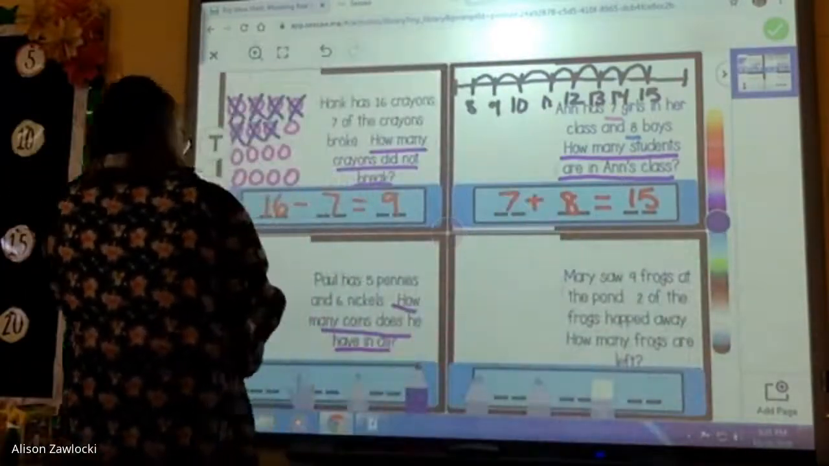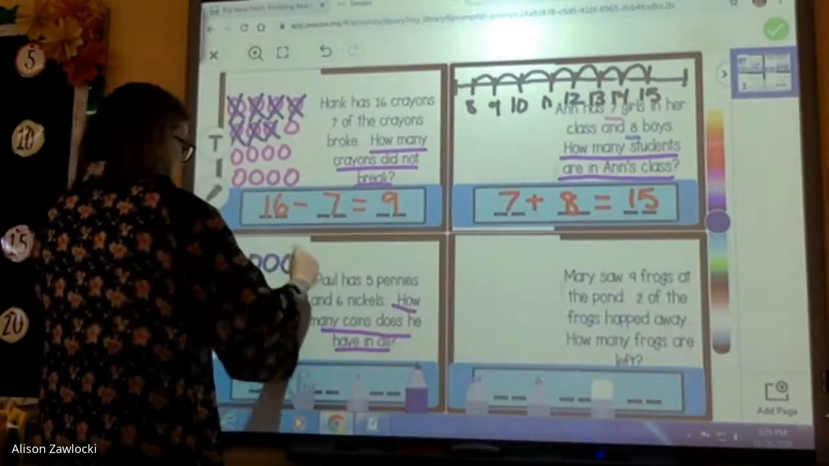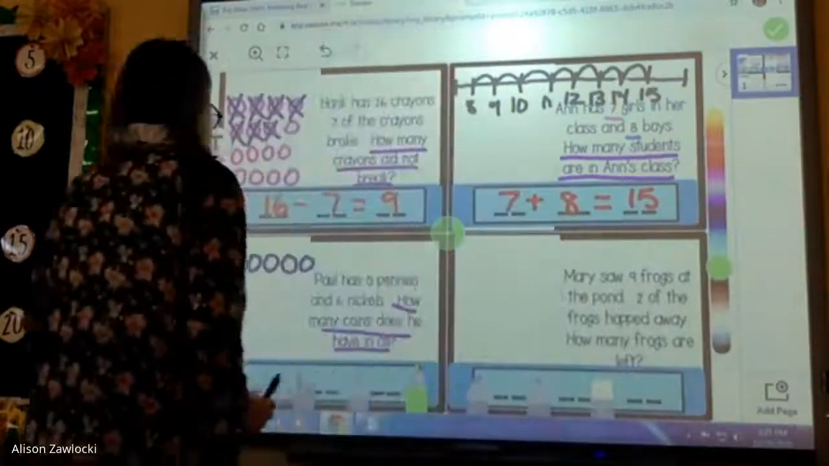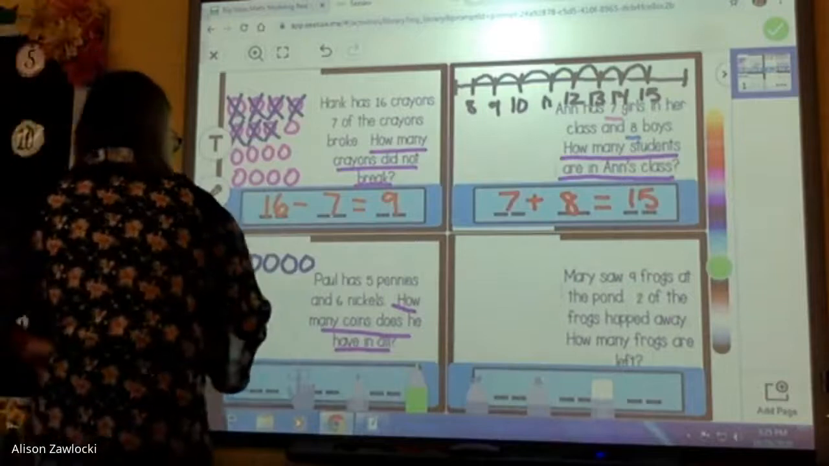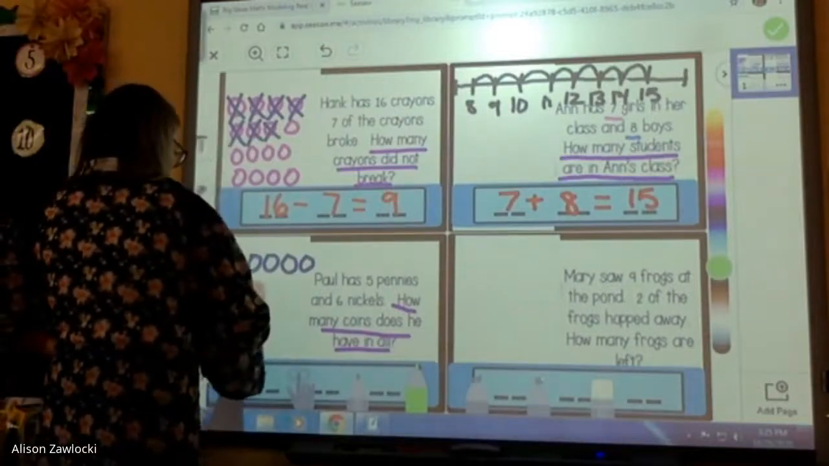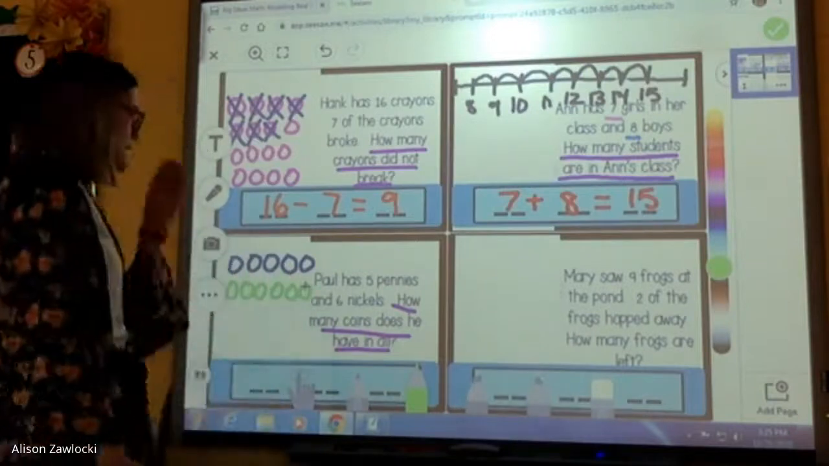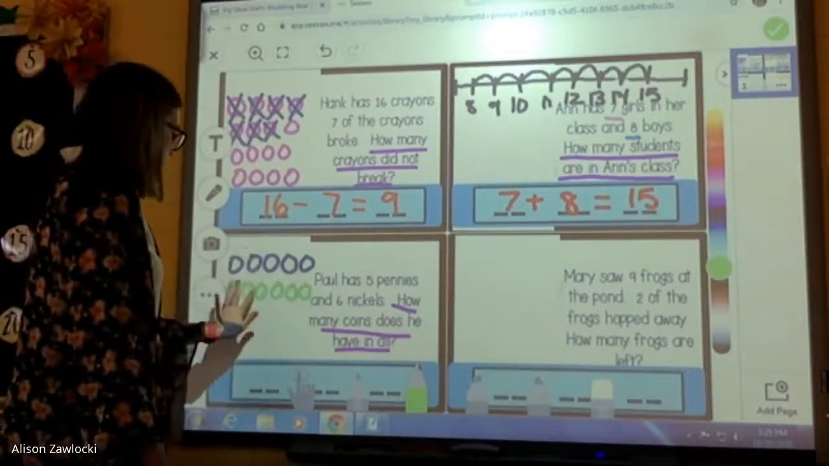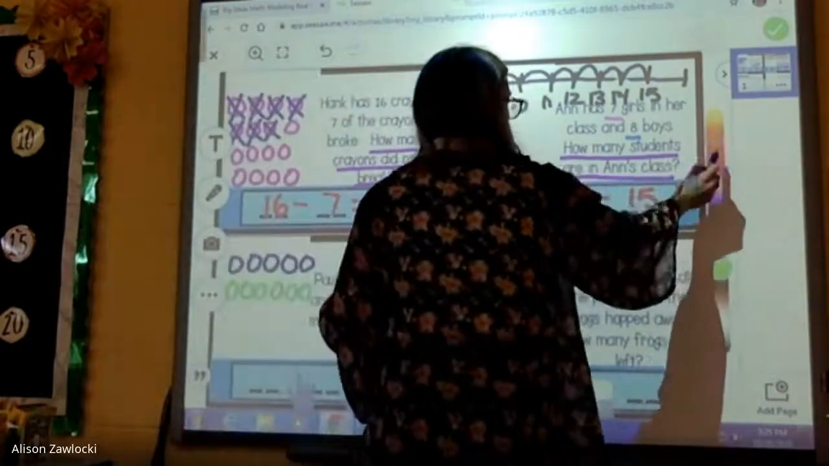Paul has 5 pennies. We're going to make our pennies blue. 1, 2, 3, 4, 5. And remember, when I draw a picture, when I do addition, I make sure that my picture is separated so that it all doesn't blend together. And I'm going to make my nickels green. So 1, 2, 3, 4, 5, 6. Now I'm going to count these. How many do I have in total? 1, 2, 3, 4, 5, 6, 7, 8, 9, 10, 11. I have 11 in all, or the total.